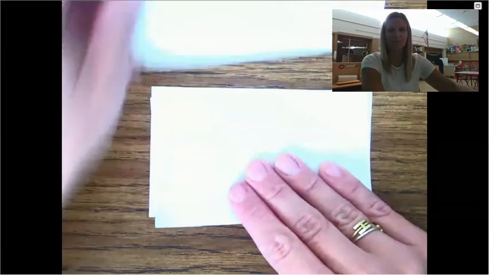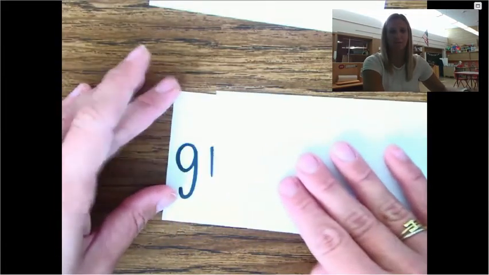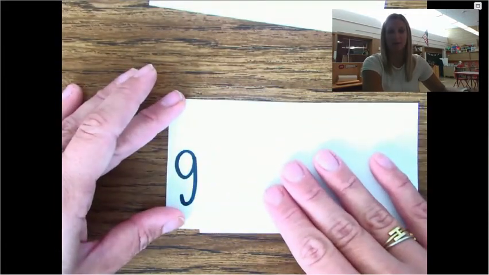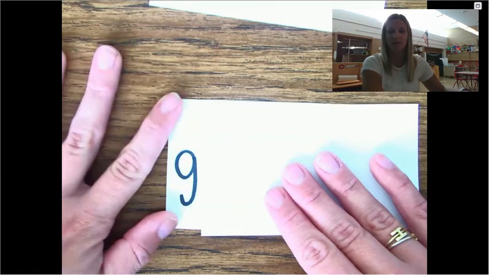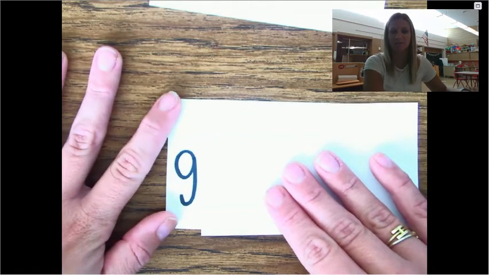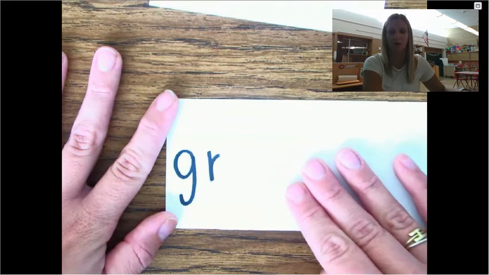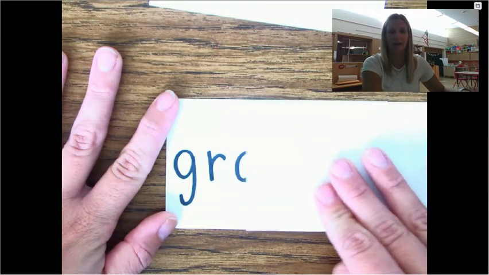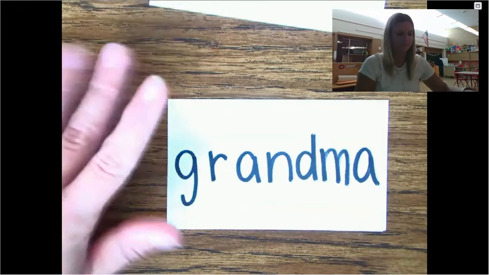If you don't have a lot of family members within your household, you can think of family members outside of the household, like whose name starts with G, R, A, N, and they might know Grandma.